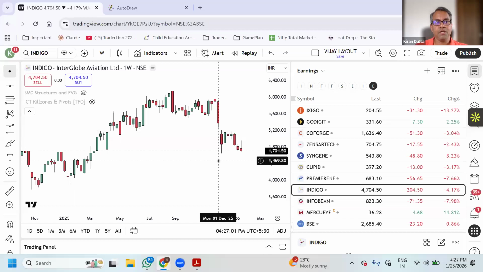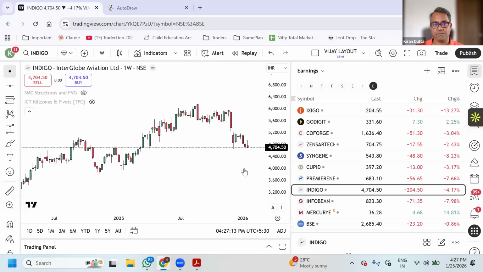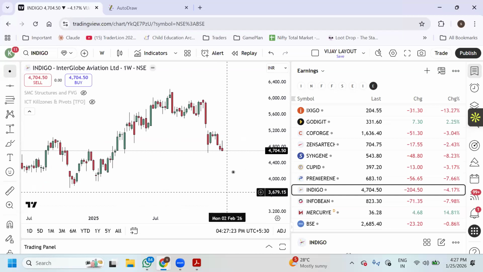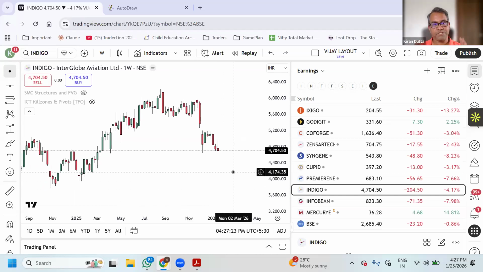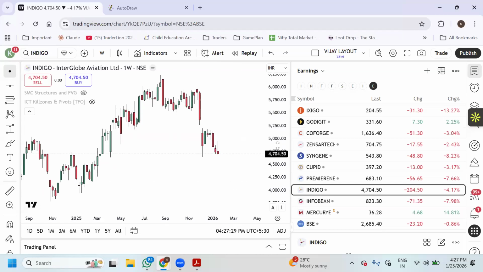Okay, perfect. Now, look into this chart on a weekly basis, a larger time frame. Now, tell me what is happening on the Indigo chart for now. It moved up and slowly it came to sideways. No. Overall picture. Overall picture is it moved up.